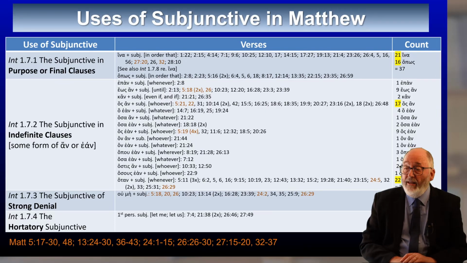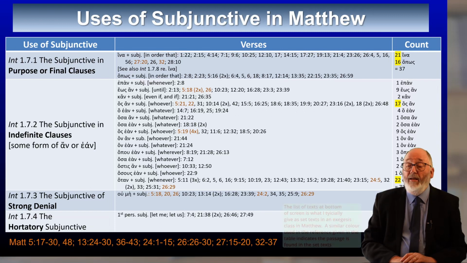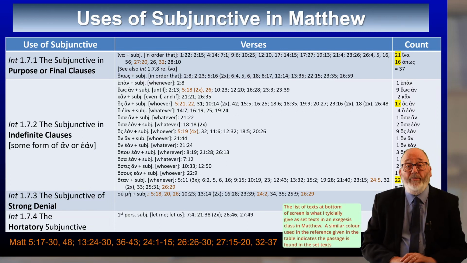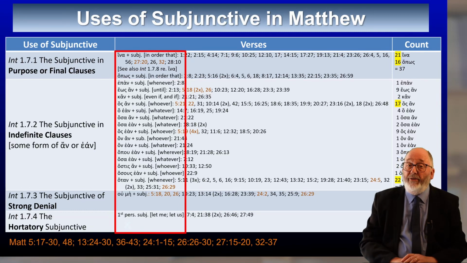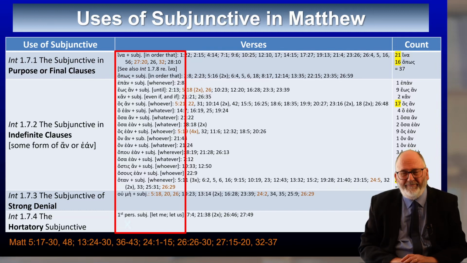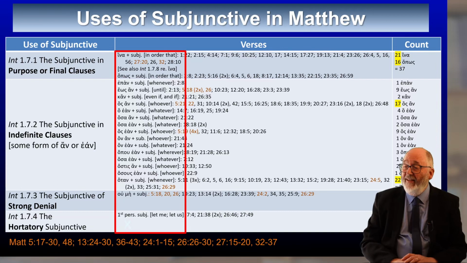So the first thing I did is to create a table, and here is the table. In the left-hand column, I put the different uses of the subjunctive: in purpose or final clauses, the subjunctive in indefinite clauses, etc. And as I filled in the column, I noted where we can find these different uses, the various markers found in the New Testament that will indicate a subjunctive is following or that expect a subjunctive. So, for example, hina is followed by a subjunctive, as is hopos, as is ean, heos an, etc.